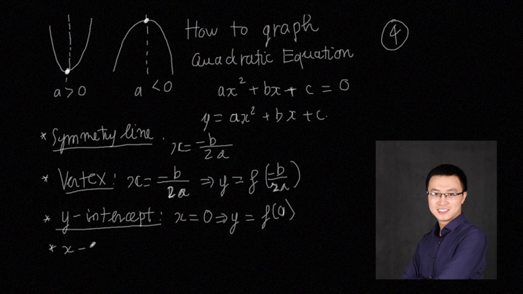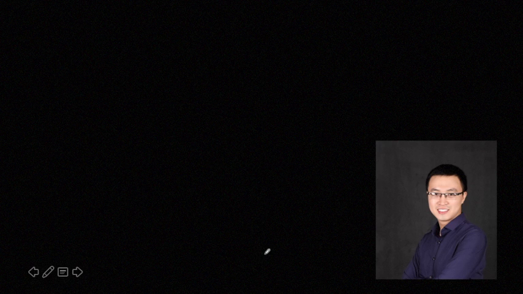And for the x-axis, the x-intercept, I will put y equal to 0 and you will find x, maybe x1 or x2, using the quadratic formula from the previous video. So here are the 4 steps to graph the quadratic equation. Okay, and we will move to one example.